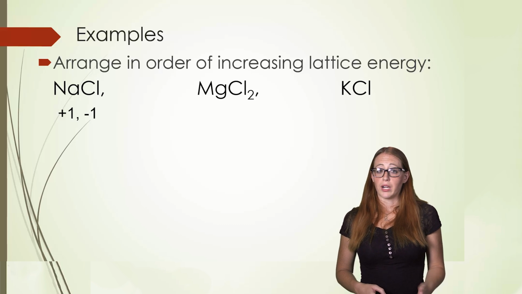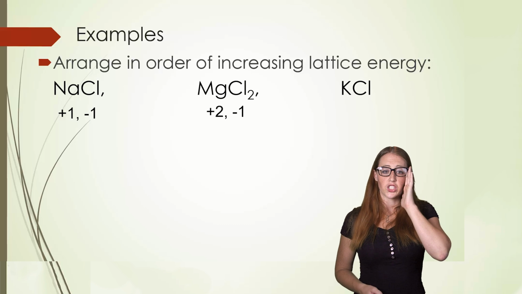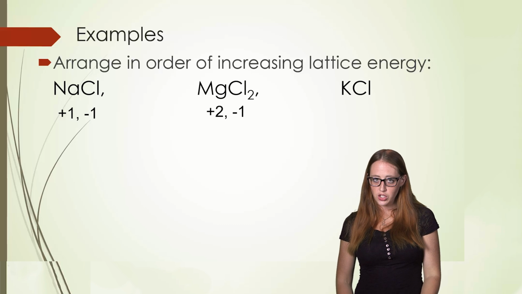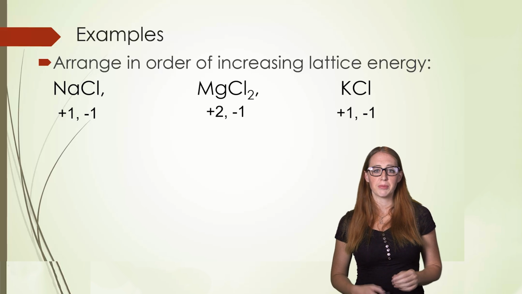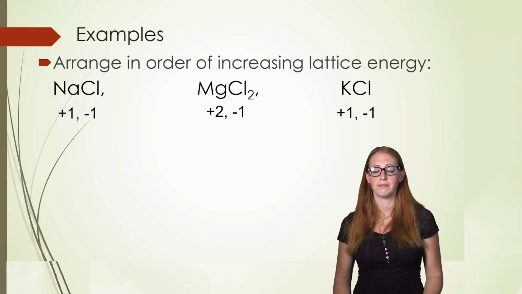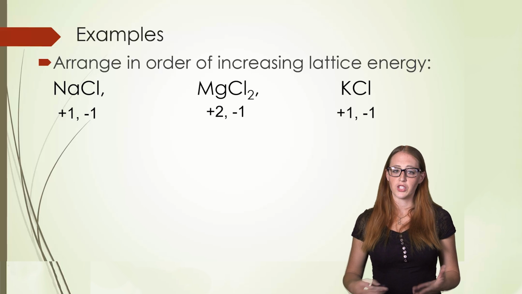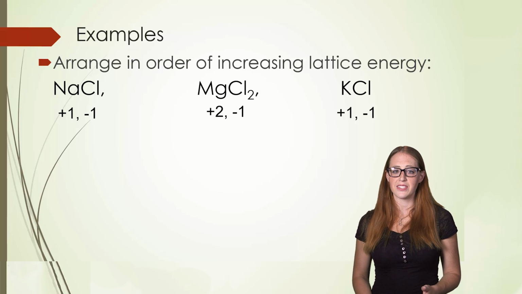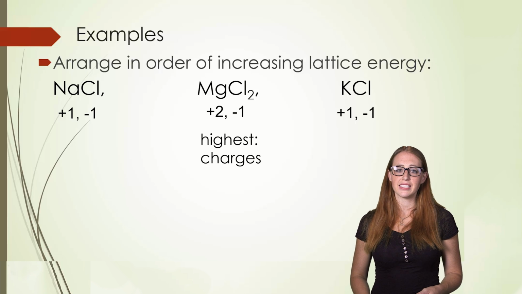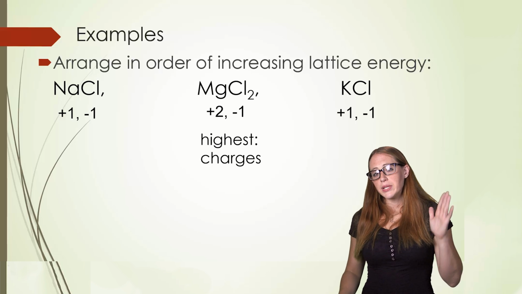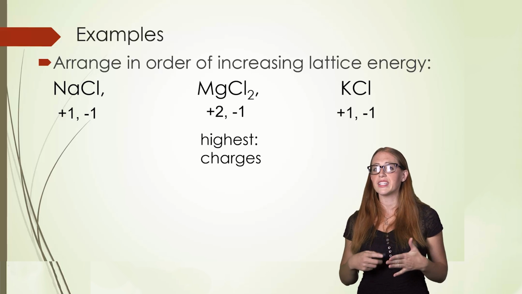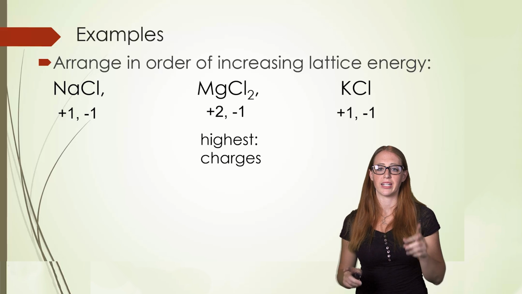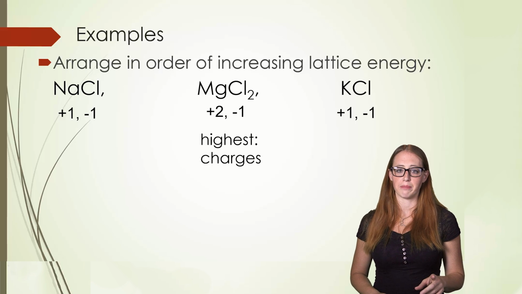Our charges on sodium chloride are a +1 and a -1. Our charge on magnesium chloride is a +2 for the magnesium and a -1 for the chlorine. And then for our potassium, we have a +1 and a -1. One of these should jump out as your highest lattice energy right away, and that's the one with your highest charge. So your magnesium chloride is going to be your highest charge. Now we need to look at the sodium and the potassium compared to each other. The chlorine's the same, which is nice.